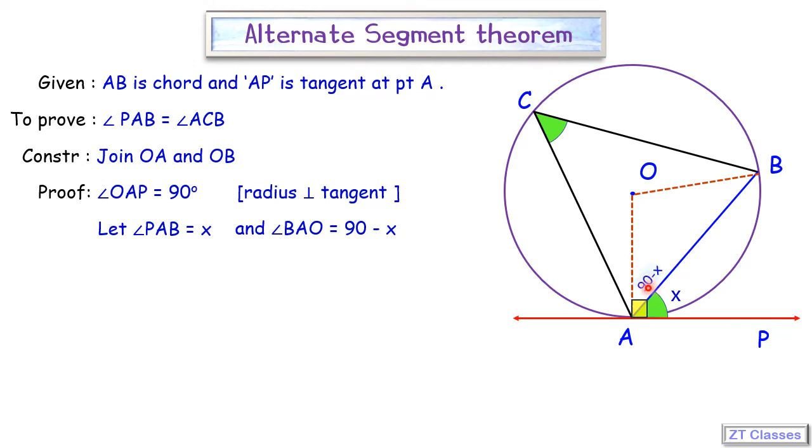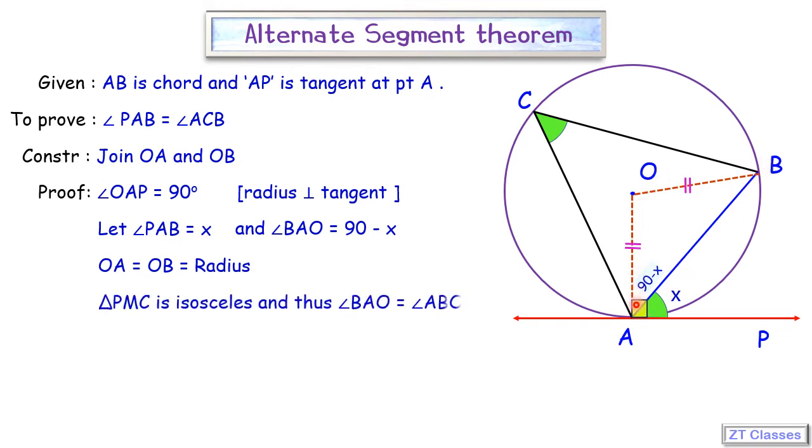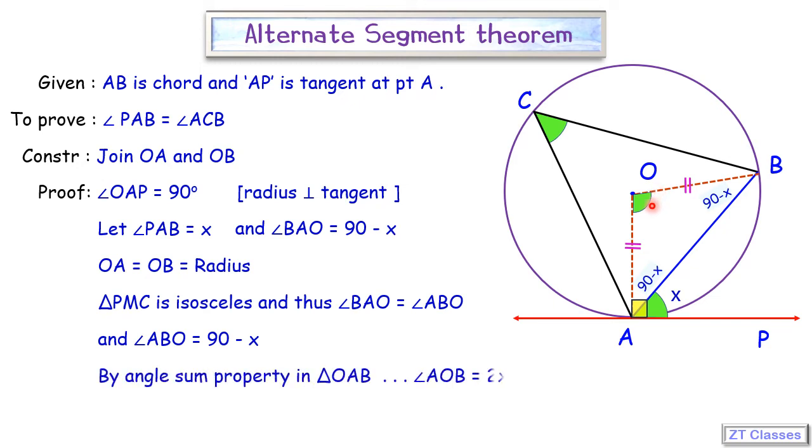Right? So here we know that OA and OB are the radius, so they are equal in length. So this particular triangle where OA and OB are equal is an isosceles triangle, and equal sides have equal angles opposite to them. So angle ABO will also be 90 minus x. And this angle we can find with the help of angle sum property of triangle. So solving it, we will get this angle as 2x.